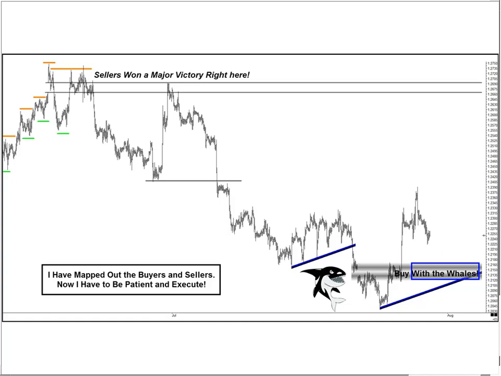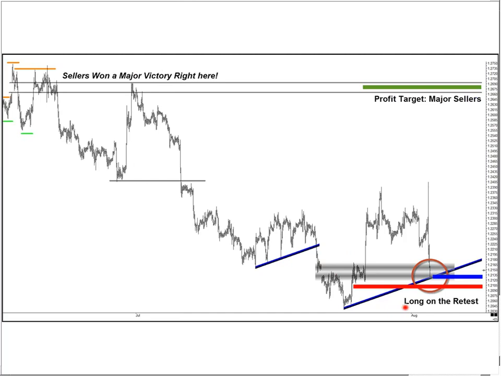I'm going to use this area. This is why I built the map. I didn't build the map to have fun. I built the map to make money. Watch.